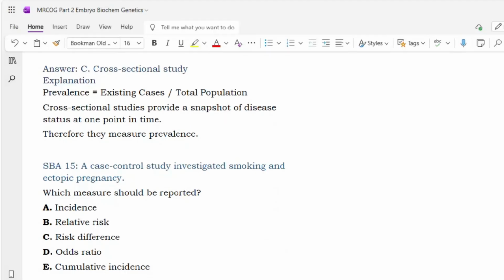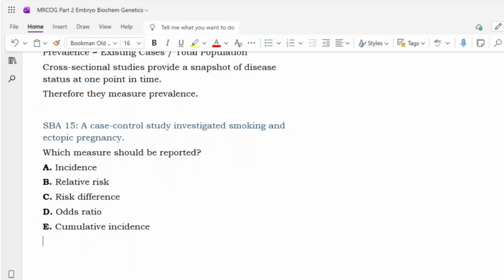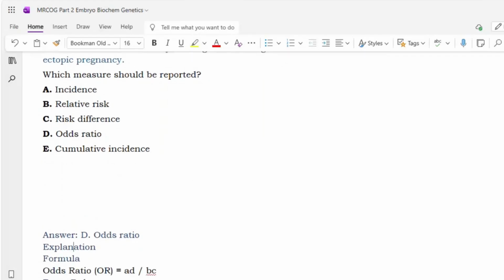A case control study investigated smoking and ectopic pregnancy. Which measure should be reported? A incidence, B relative risk, C risk difference, D odds ratio, and E cumulative difference. So it is odds ratio, because we are talking about the case control study. Case control study will give you the odds ratio only.